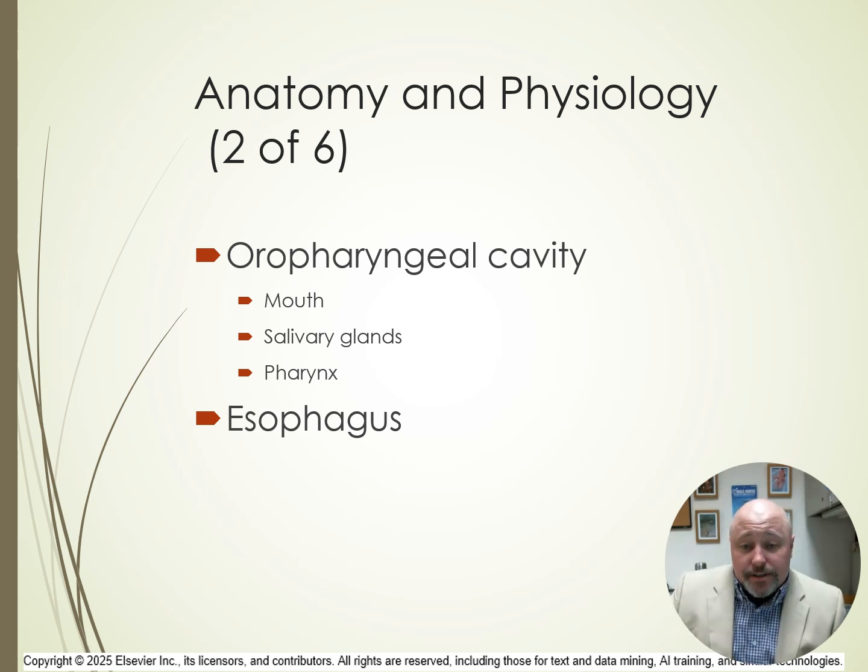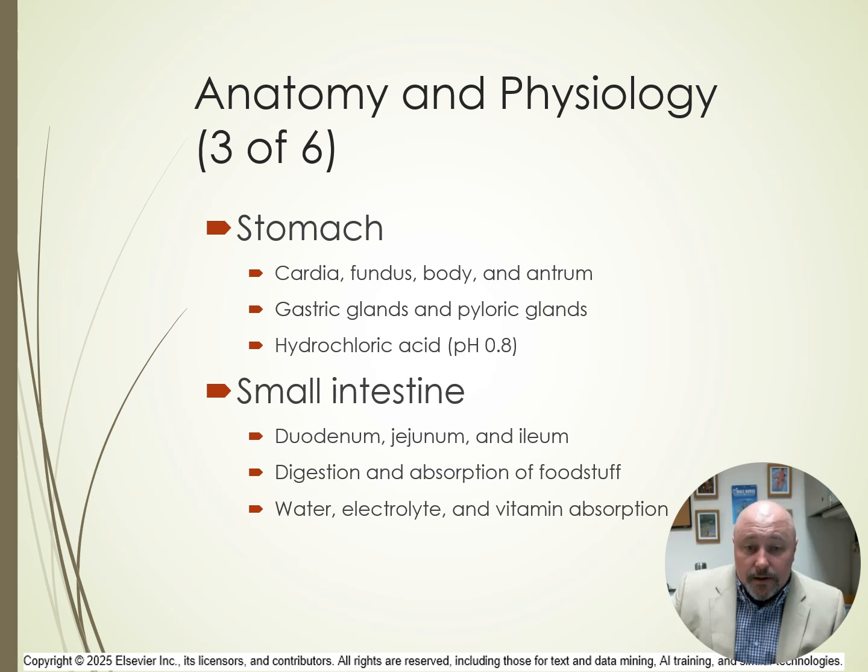The oropharyngeal cavity also plays a pivotal role, consisting of things like the mouth, salivary glands, and the pharynx, which then leads to the esophagus. There, the stomach would take over with things like the cardia, the body, the antrum, the gastric glands and pyloric glands, as well as the hydrochloric acid.